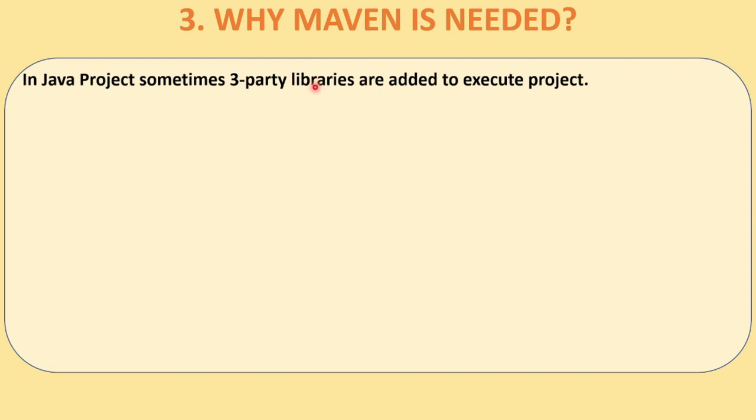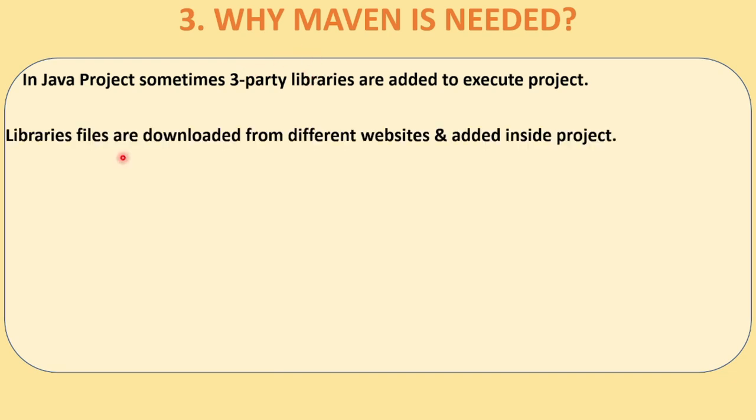For example, if you are writing a Selenium test script, you need the Selenium jar file. If you are writing a JUnit test script, you need the JUnit jar file inside your project. Those are called third-party libraries. If you don't add them, you're going to get an error in your test script. So library files are downloaded from different websites and added inside the project. These third-party library files like .jar files are added inside the project by downloading them from different websites.